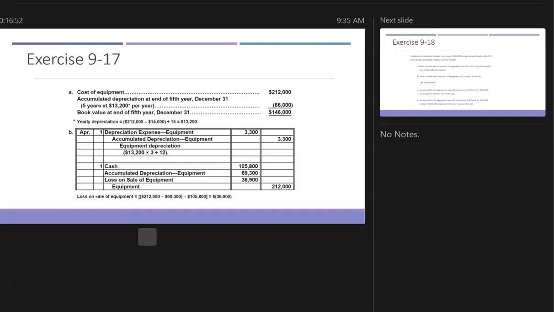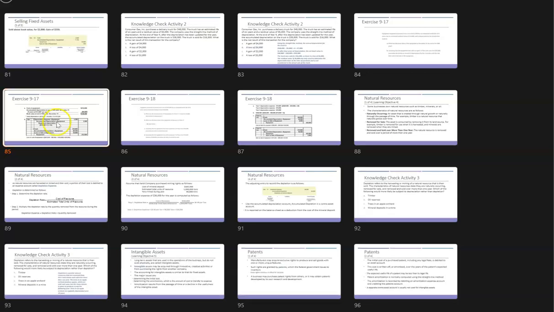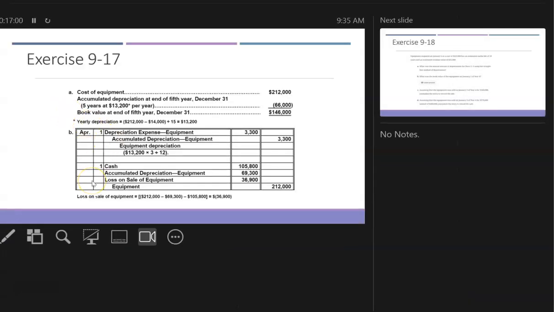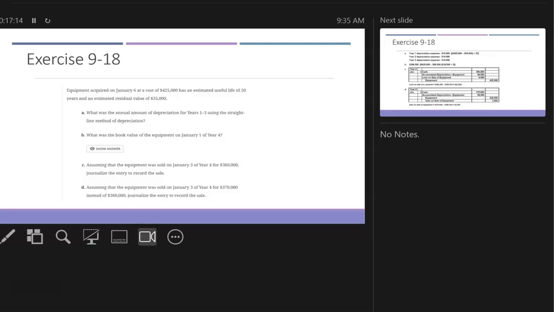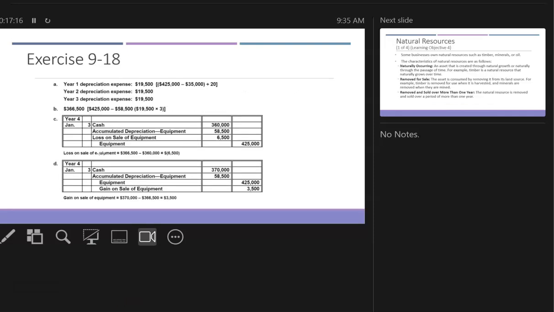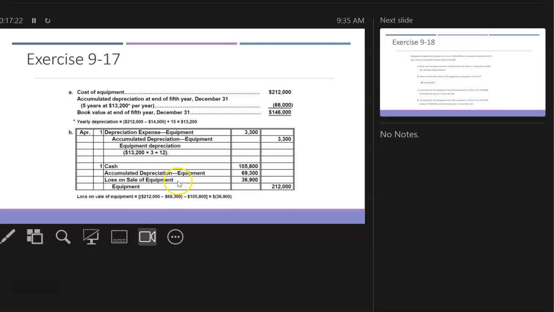Then it says, assuming the equipment was sold April 1st of the 6th year for $105,800, we need to record the depreciation for that certain period of time. We need to show that depreciation for 3 months and then show the sale of $105,800.